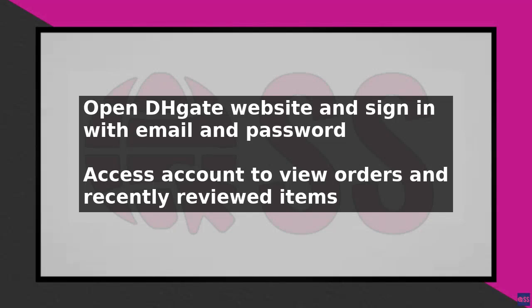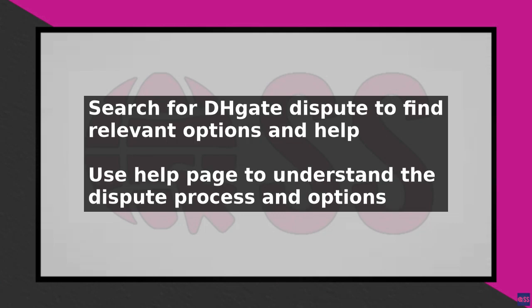To open a dispute on Dhgate, start by opening your web browser and typing in the website's URL. Once on the site, click the Sign In option and enter your email and password to log into your account. After accessing your account, you can view your orders, recently reviewed items, and favorites.